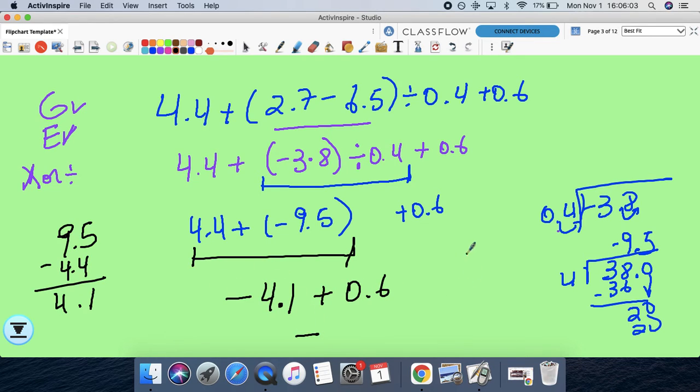So last one, 4.1 minus 0.6. Let's subtract. 4 becomes a 3. That becomes 11. 11 minus 6 is 5. And 3 minus 0 is 3. Final answer, negative 3.5.